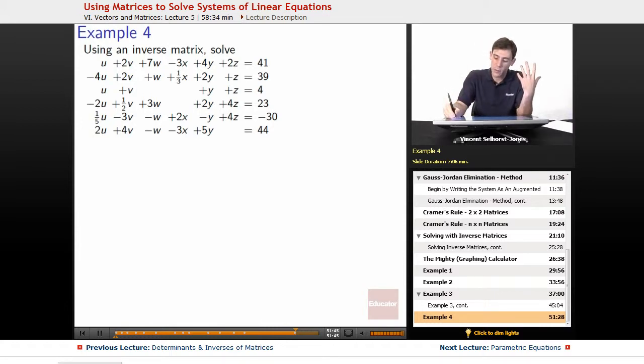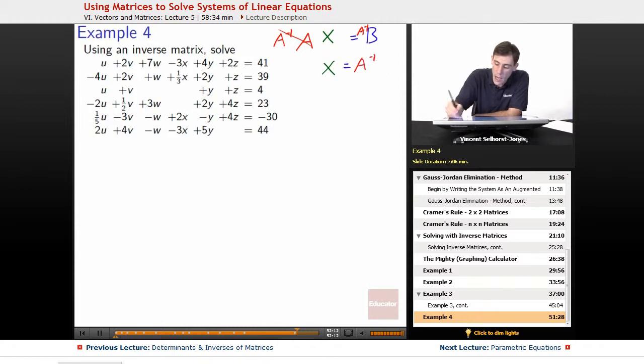Our game plan, remember, was that we have the coefficient matrix A times the column of the variables is equal to the column of the constants. So AX equals B. If we can figure out what A inverse is, we can multiply by A inverse on the left side on both sides. A inverse cancels out there, and we're left with X equals A inverse times B. We already know what B is. B is this thing right here, so that part's pretty easy. Can we figure out what A inverse is?